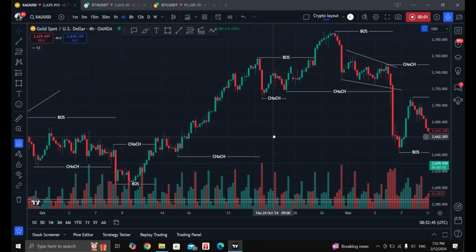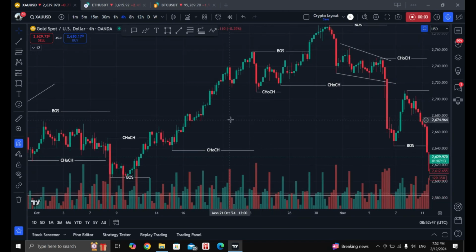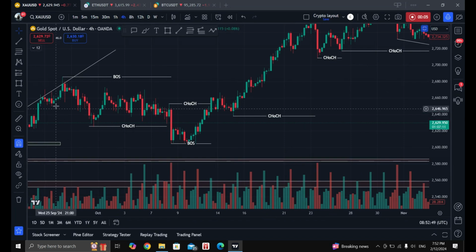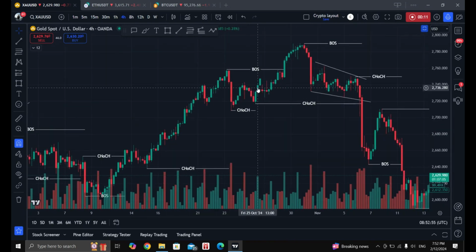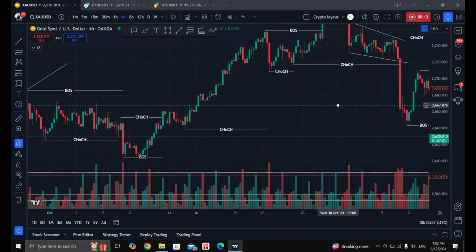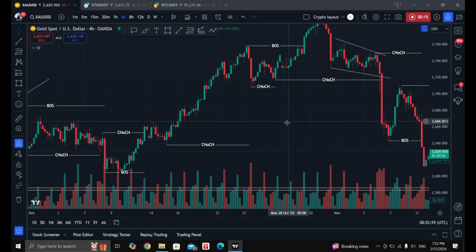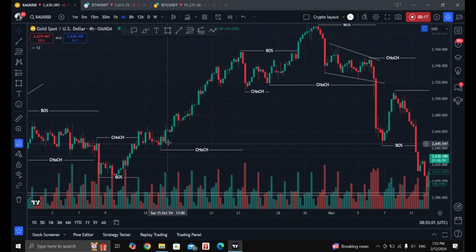Let me show you one more extra example. Here, price is bullish, then turns bearish, then bullish again, keeps on going, then bearish again. How do we understand this? Let's start from here. This is the lowest low. The price goes all the way up, retraces a little bit, and then breaks the structure.